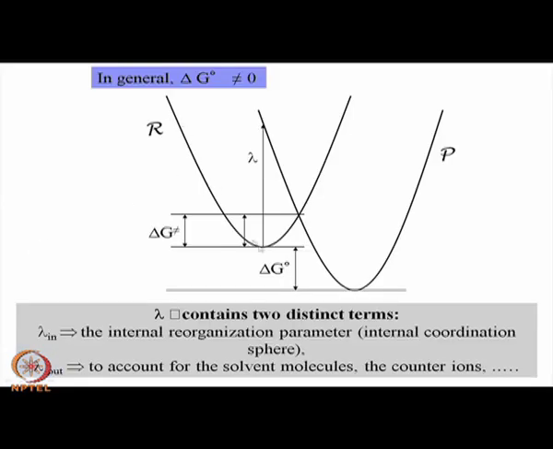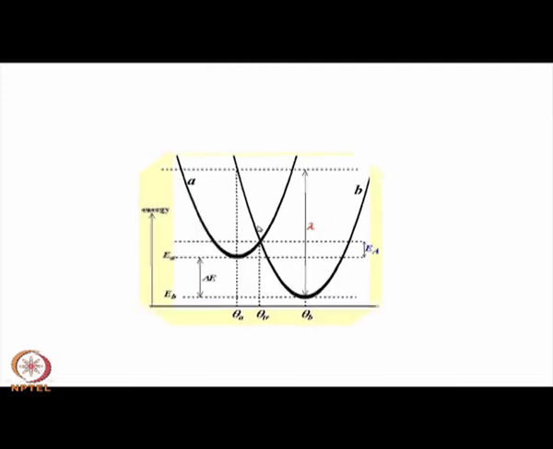So, this is one situation when R and P are disposed in this fashion. This diagram explains which term is called delta G double dagger, which term is delta G 0 and which one is lambda. So, delta G double dagger is the activation free energy.